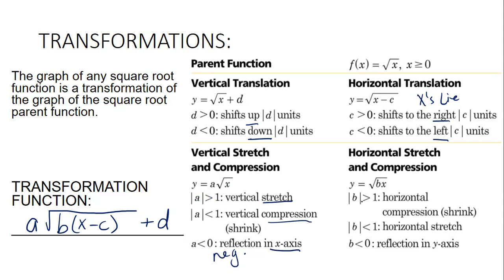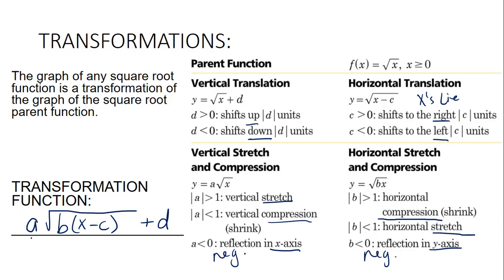Last but not least is our b. Our b is going to tell us our horizontal stretch and compression, and it's the opposite of your vertical. If the absolute value of your b is greater than 1, then it's going to be a compression. If the absolute value of b is less than 1, then it's going to be a stretch. And if your b is negative, it's going to end up reflecting over the y-axis.